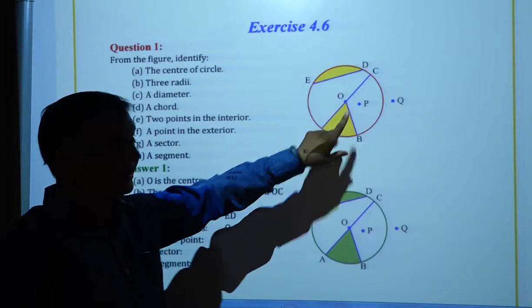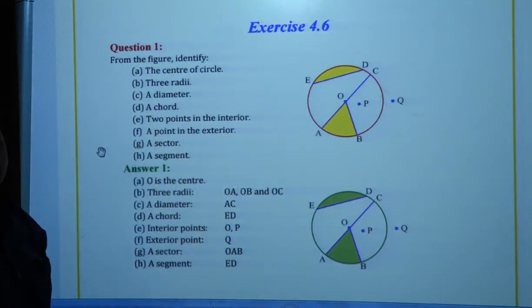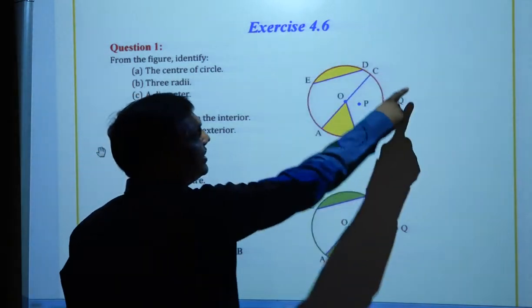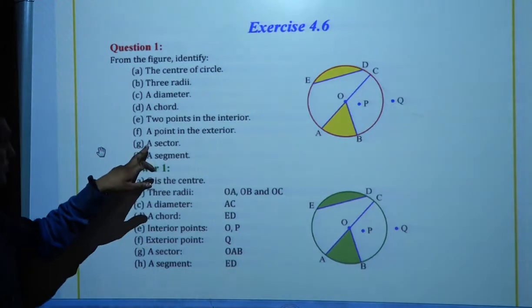That is O and P inside the circle. Next one, a point in the exterior. Which point is outside? Q is outside. So Q is the exterior point.